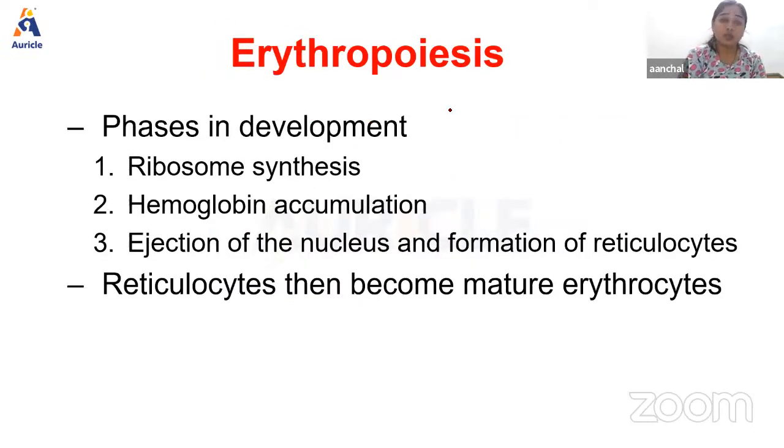Then talking about erythropoiesis, what is erythropoiesis, and what are the different stages in which the development of RBC takes place, that we're going to understand. First we're going to understand erythropoiesis in intrauterine life. In intrauterine life, we have 3 stages.